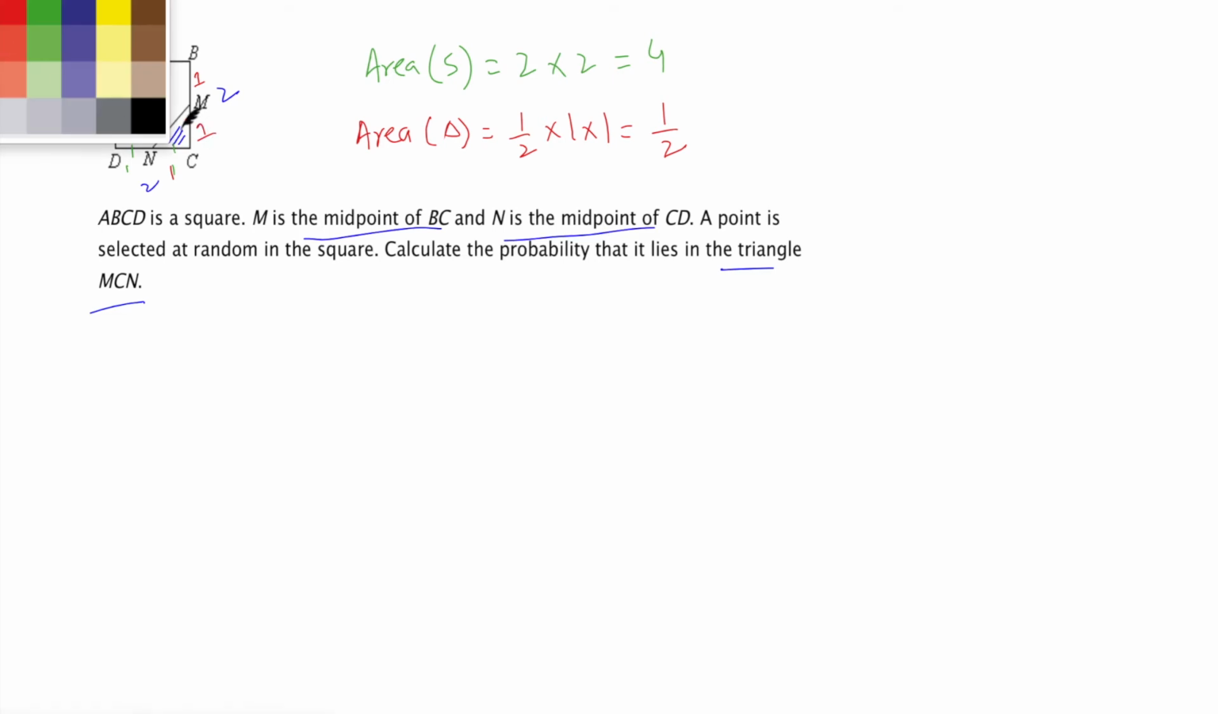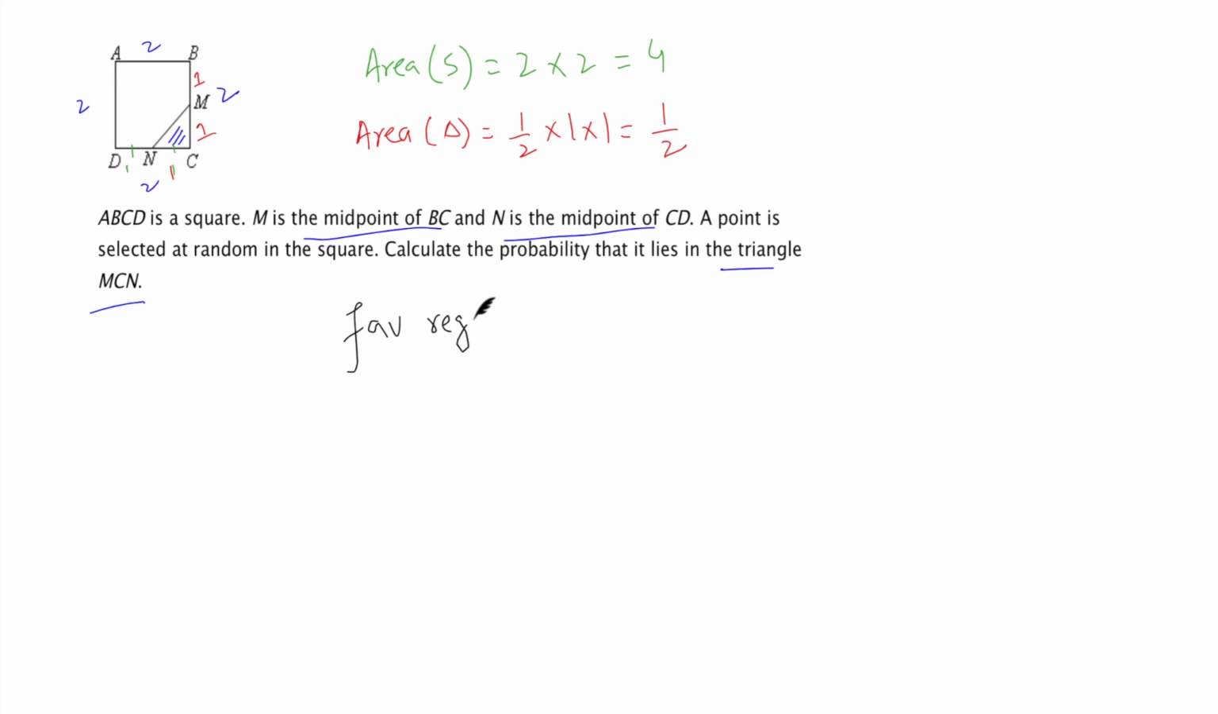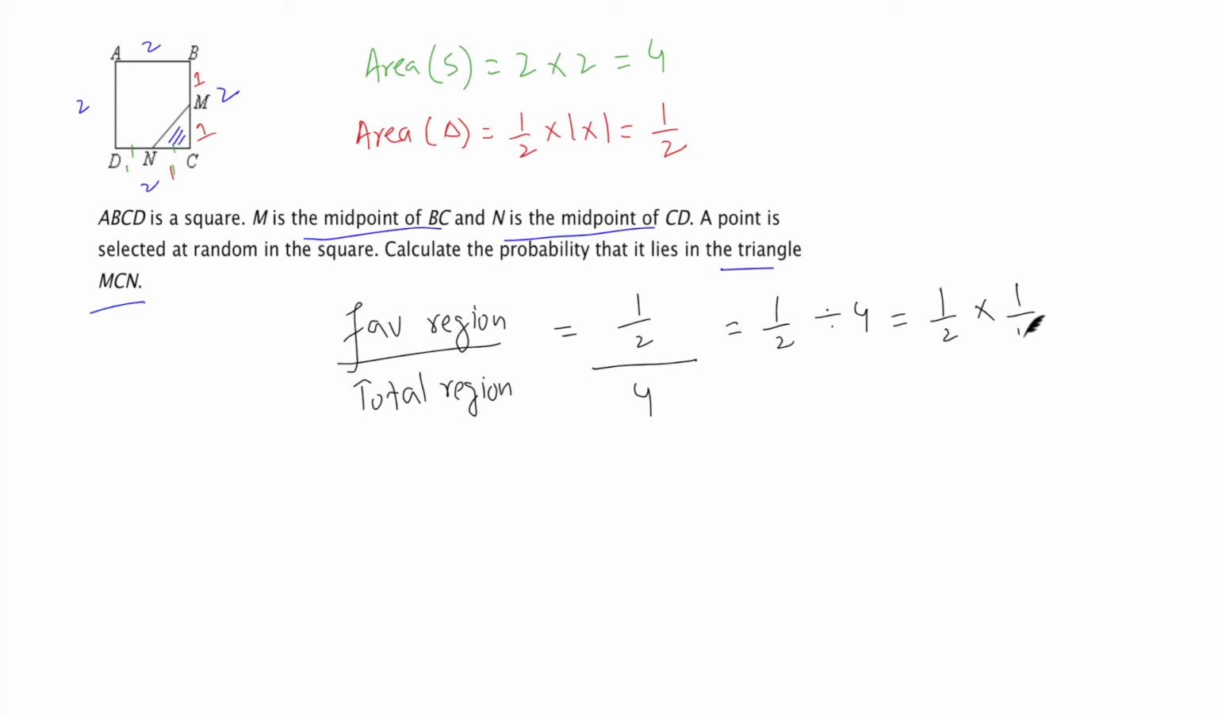Let's just plug it into this formula, which is favorable region over total region. So our favorable region is the triangle, that is 1 by 2, divided by total region, that is 4. You can write it like this: 1 by 2 divided by 4. Let's convert this sign into multiplication. 1 by 2 into 1 over 4, which is 1 by 8. That's our final answer.